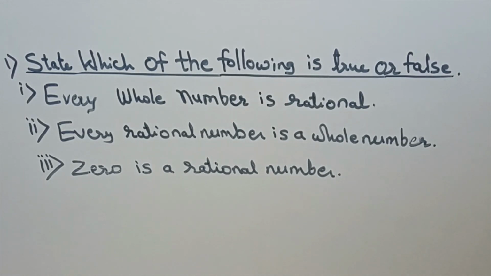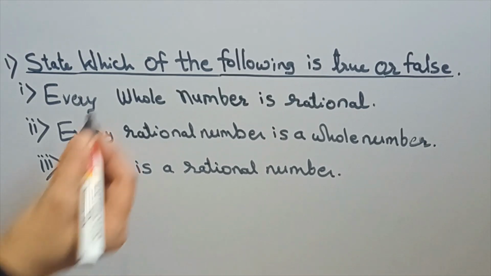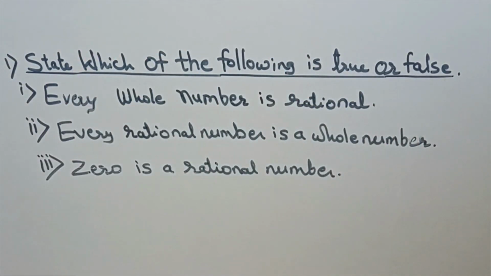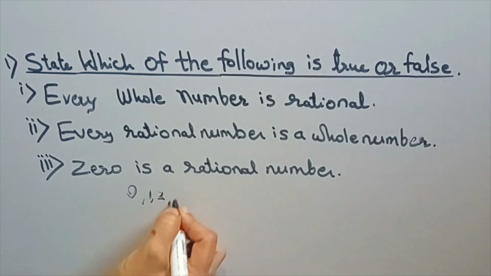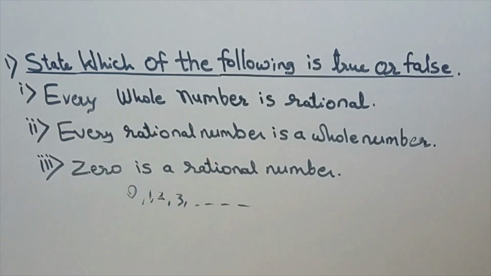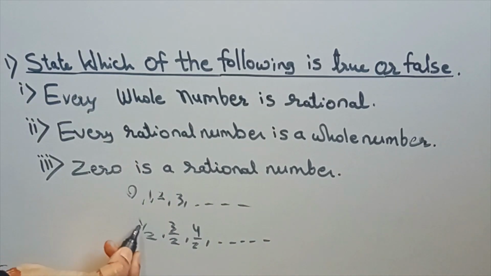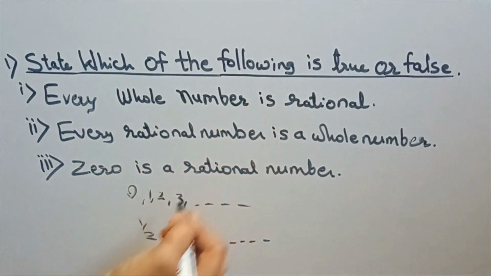Today we are going to solve some problems on rational numbers. State which of the following is true or false. First one is: every whole number is rational. As we know, whole numbers start from 0, 1, 2, 3 and so on. And rational numbers are nothing but a fraction of two integers, like 1 by 2, 3 by 2, 4 by 2. Fraction of two integers, where the numerator is an integer and the denominator is also an integer, is a rational number.